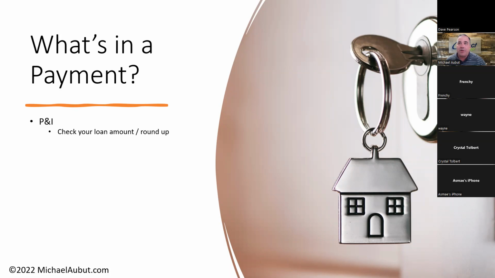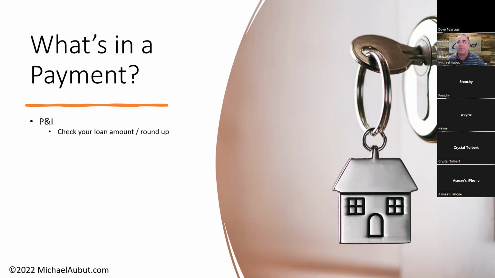Now, round up when you're checking your loan amount. So what do I mean by that? If you have one of these calculators, it's hard to show on here because I'm in this stupid background, a qualifier, or you use a calculator on the app on your phone or whatever.